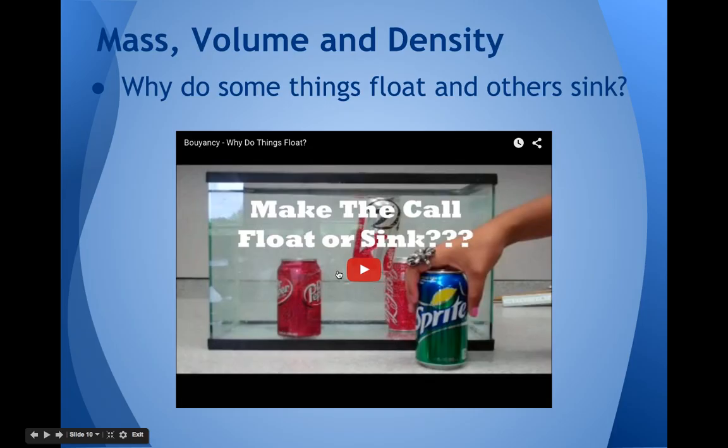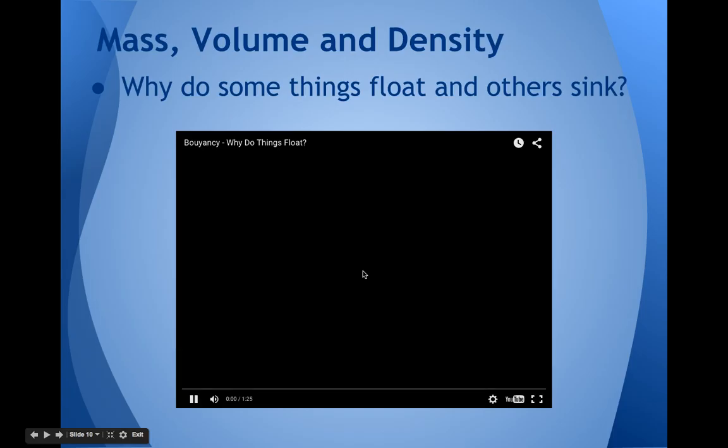So why do some things float and other things sink? For example, this particular video.